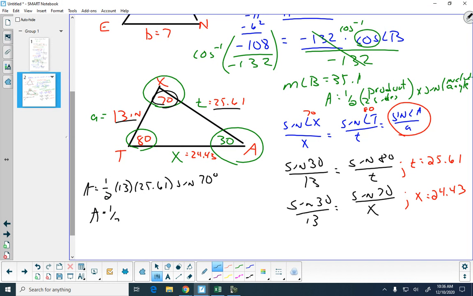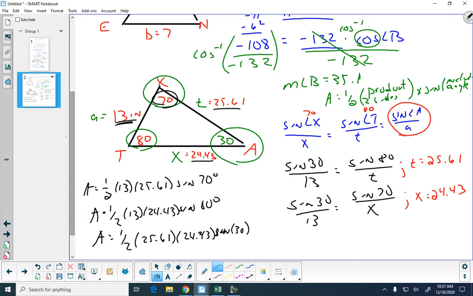Or the area could be 1/2 times 13 times 24.43 times sine of 80 degrees. Or our area is equal to 1/2 times, and I could take my two calculated sides if I wanted to, 25.61 times 24.43 times sine of 30 degrees. It does not matter which one you utilize. You're going to get close to the same. It will not be exactly the same just because of some rounding issues that you run into.